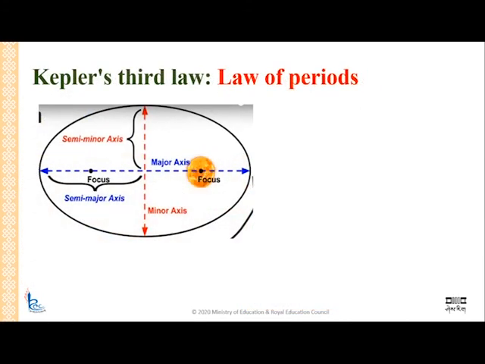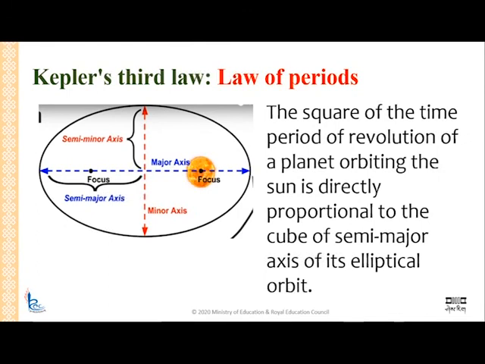Now the last one, Kepler's third law, is also called the law of periods. It states that the square of the time period of revolution of the planet orbiting the Sun is directly proportional to the cube of the semi-major axis of its elliptical orbit. So here it means that the square of the time period is directly proportional to the cube of the semi-major axis, and from the diagram you can see that the distance from aphelion to perihelion is called the major axis, and half of that distance is called the semi-major axis.